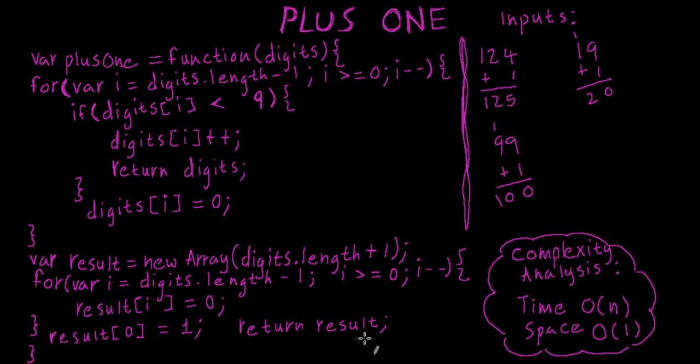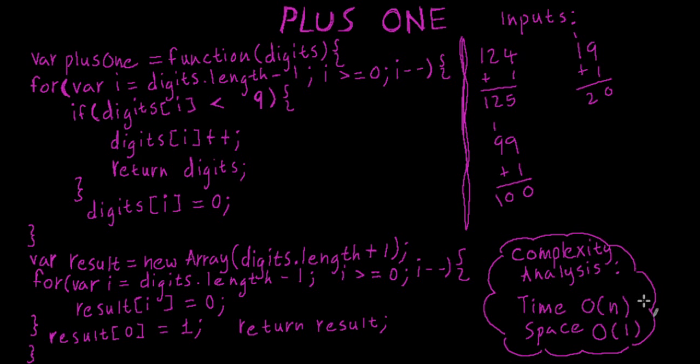Now the time complexity is O of n, because we're only making 1 pass along the input array. So therefore it is O of n. The space complexity, however, when digits contain at least one non-9 digit, is O of 1. But when digits contain all 9s, then it is O of n space.